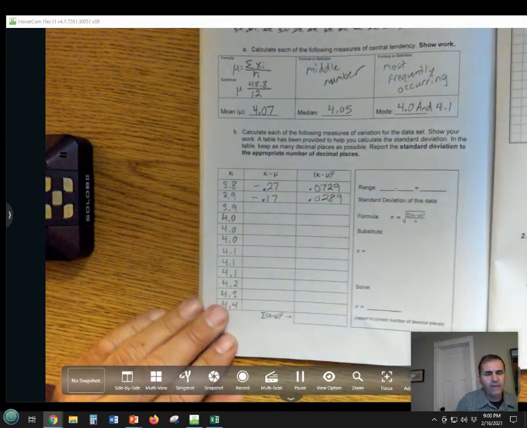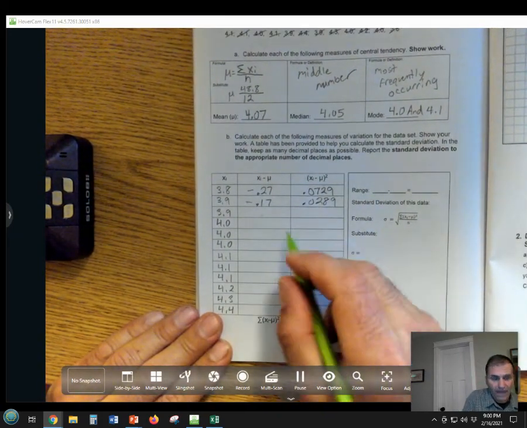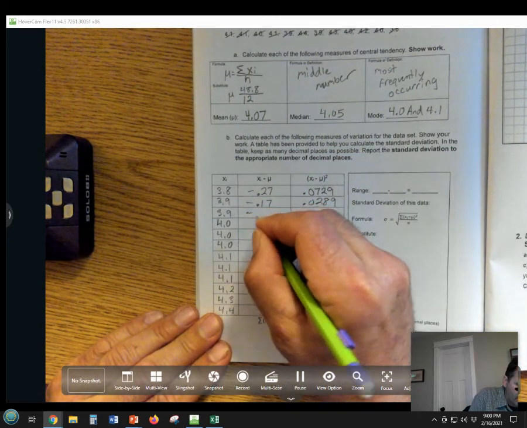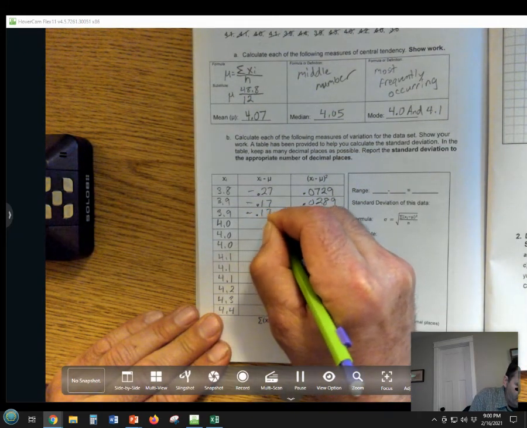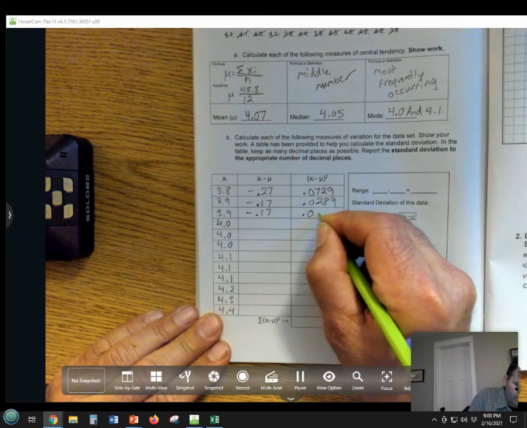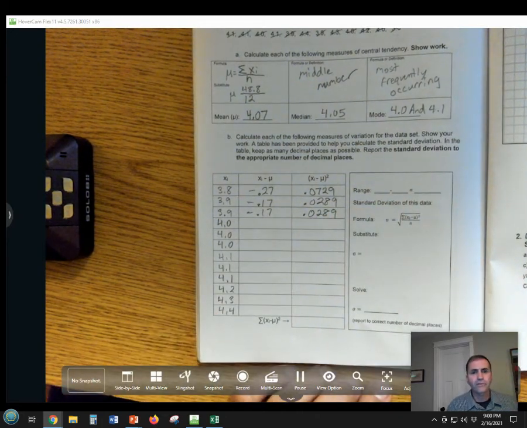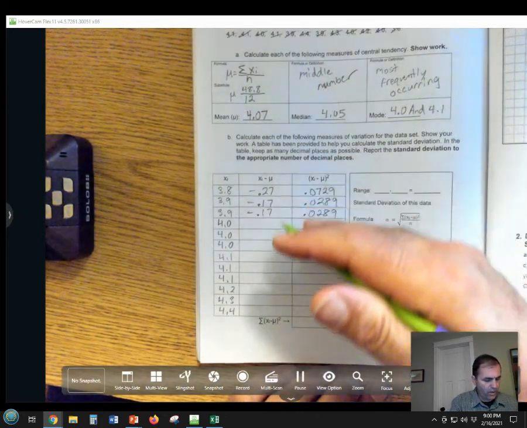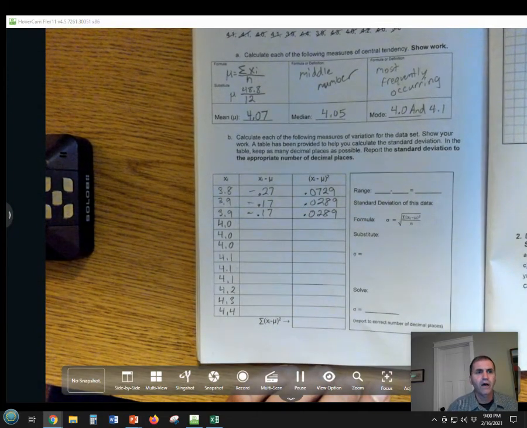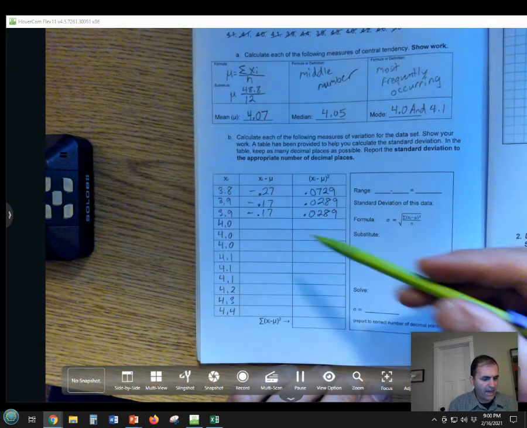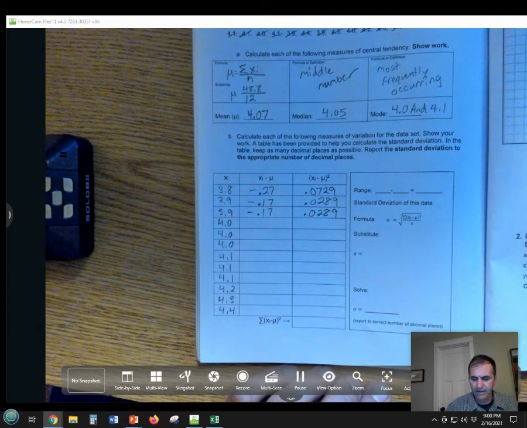Now, I'm not going to go redo that. I have 3.9 again. Let's just copy down that number again. All right. And you're going to go through and do all of those all the way down, copying when you can. All right. Pause it and do it.